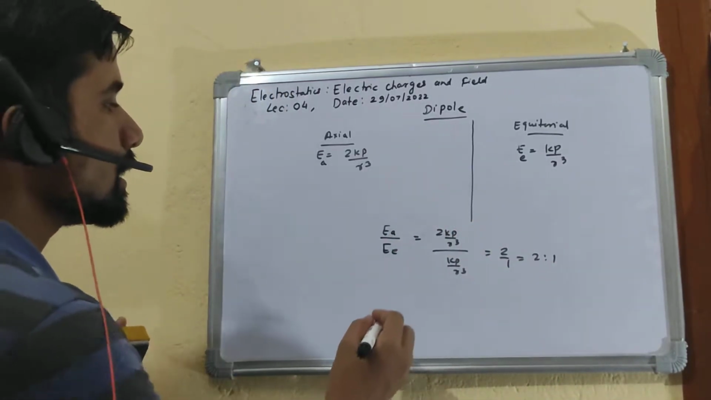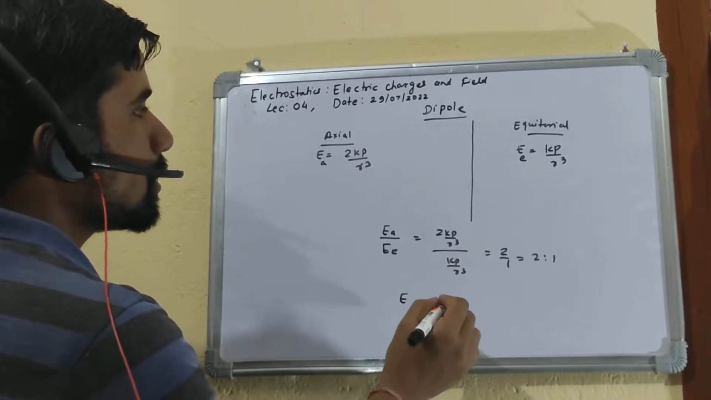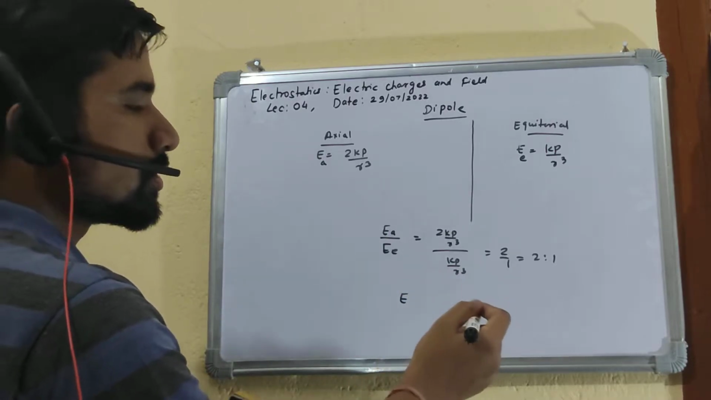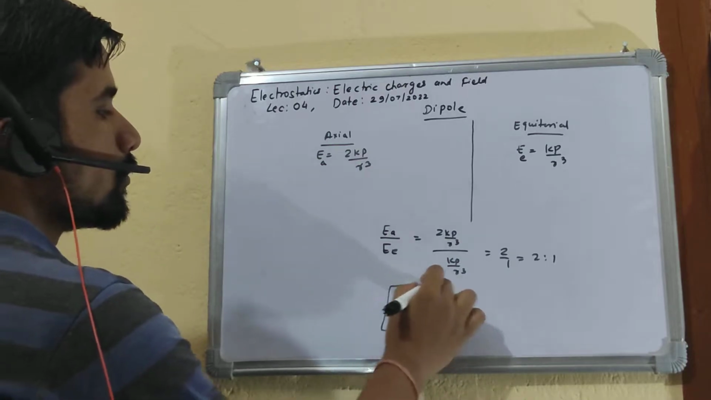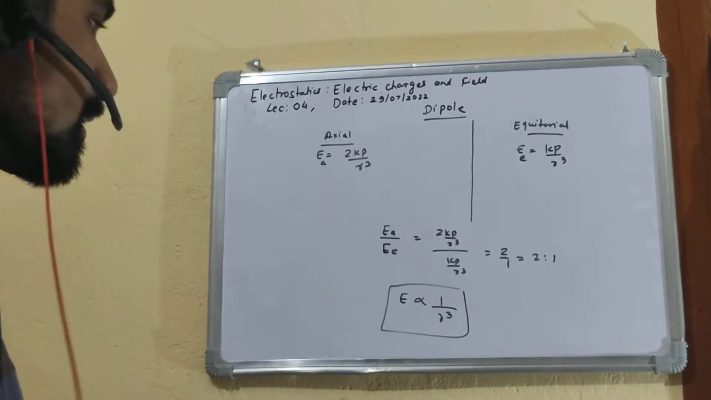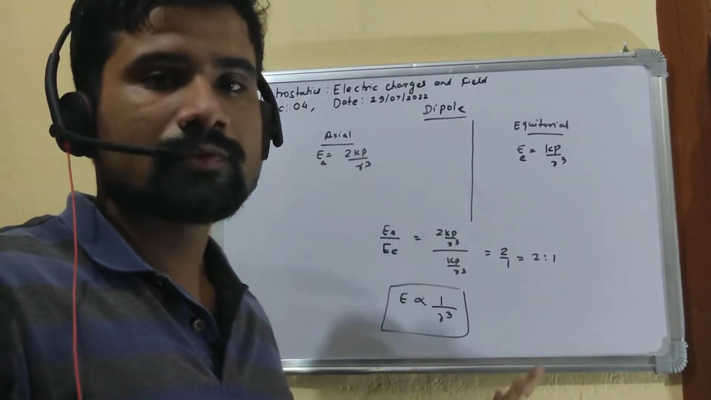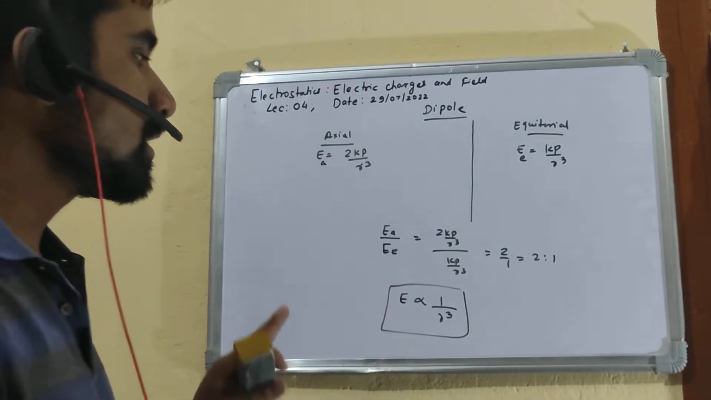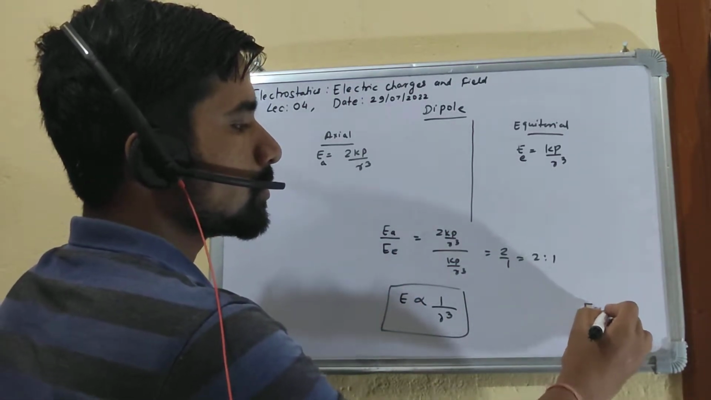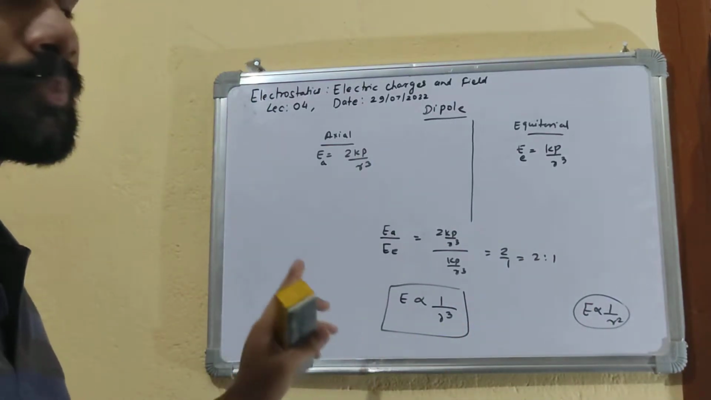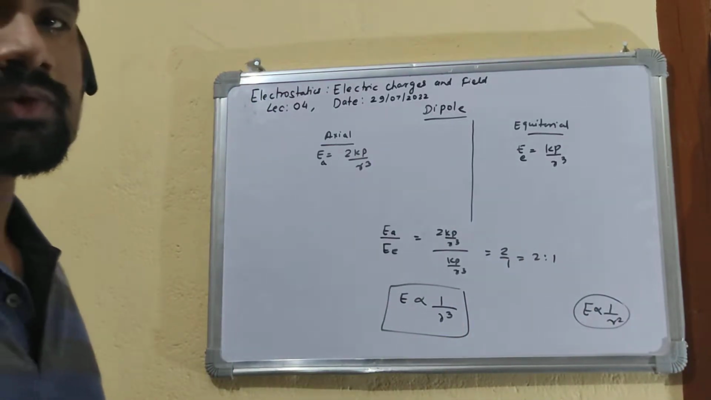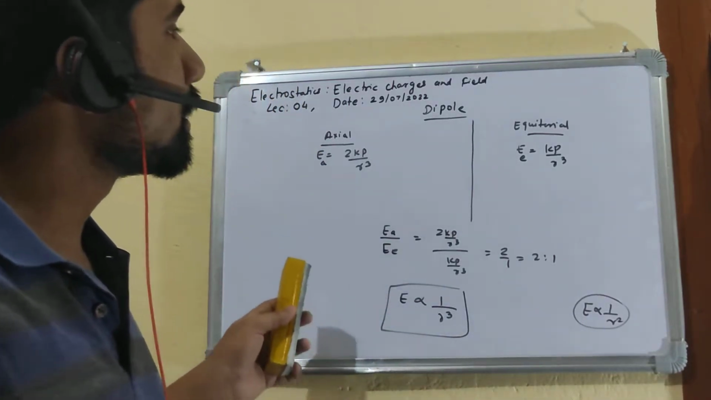But you can notice one thing: the field due to a dipole, be it axial or equatorial, is inversely proportional to the cube of the distance where we are calculating the field, right? This is a point to remember, because for static point charges, we saw that the field was inversely proportional to the square of distance, which was the inverse square law. So this is a point to note for a dipole. So yeah, we will be closing dipole here.